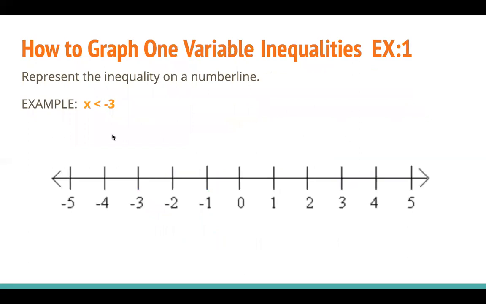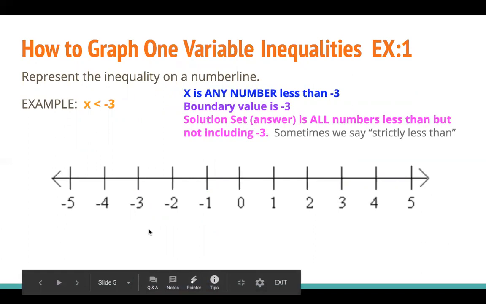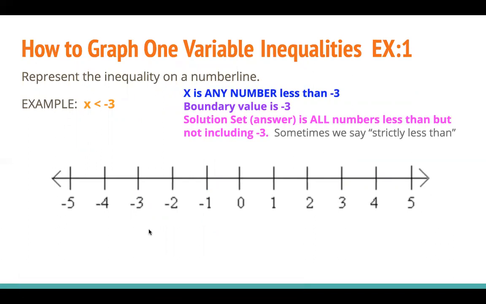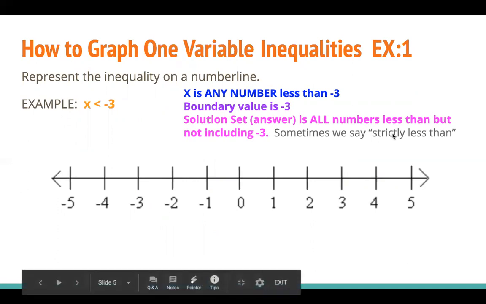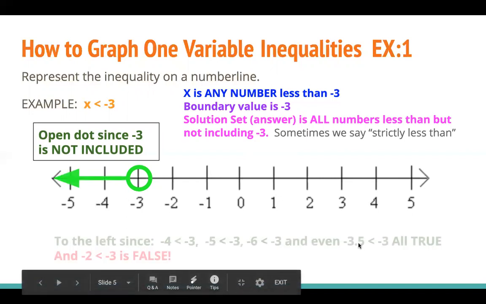So let's look at another example. If x is less than -3, x is any number less than -3. Our boundary value is -3. The solution set is all numbers less than, but not including -3. We sometimes say strictly less than. I have an open dot at -3 because -3 is not included. And I shade to the left because those are the numbers smaller: -4, -5, -6, because -4 is less than -3, -5 is less than -3. Those are all true. Even -3.5 is less than -3. But the other direction, -2 is less than -3? That is not a true statement. That's false.